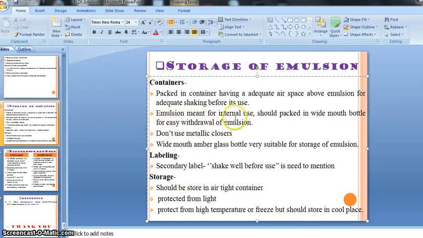Then an emulsion meant for internal use should be packed in a wide mouth bottle for easy withdrawal of our emulsion, right? If we are going to prepare an internally administered kind of emulsion, there is a recommendation for the selection of container, that is a wide mouth bottle, for easy removal of our emulsion before the administration, right?